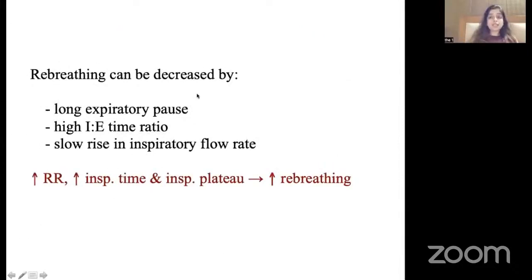Now, rebreathing in a Bain circuit can be decreased by adding a long expiratory pause, by increasing the I to E ratio, and by a slow rise in inspiratory flow rate. By contrast, increasing the respiratory rate, increasing inspiratory time, and an inspiratory plateau are going to increase rebreathing.